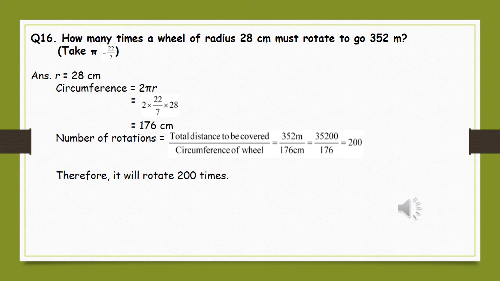So we cannot divide meter by centimeter, we need to convert. So we have converted 352 meter into 35200 centimeter divided by 176 centimeter. So after reducing, we are getting 200. Therefore, the wheel will rotate 200 times.